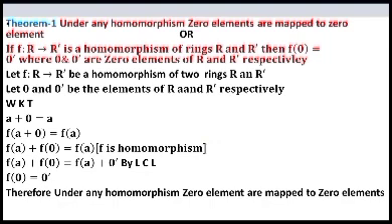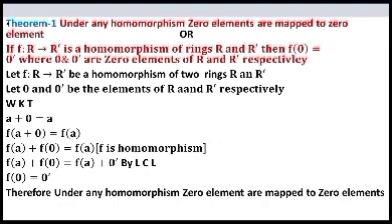Now we see a few properties or theorems on homomorphism. Under any homomorphism, zero elements are mapped to zero element. Or, if f from R to R dash is a homomorphism of rings R and R dash, then f of 0 is equal to 0 dash, where 0 and 0 dash are zero elements of R and R dash respectively. Let f from R to R dash be a homomorphism of two rings R and R dash. Let 0 and 0 dash be the zero elements of R and R dash respectively.